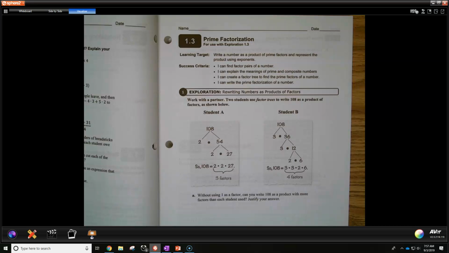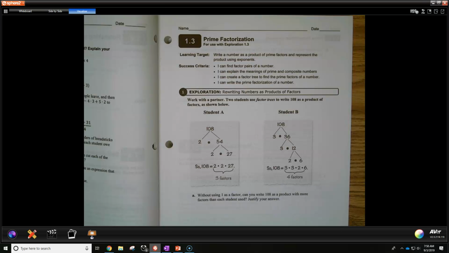Student A said 108. They broke it into 2 times 54, because 2 times 54 is 108. So instead of saying 108, they said 2 times 54. They then broke 54 into 2 times 27. So they said the product of factors of 108 is 2 times 2 times 27. They wrote that with 3 factors. Remember, a factor is a number of multiplication. If I use my calculator and say 2 times 2 times 27, you get 108.